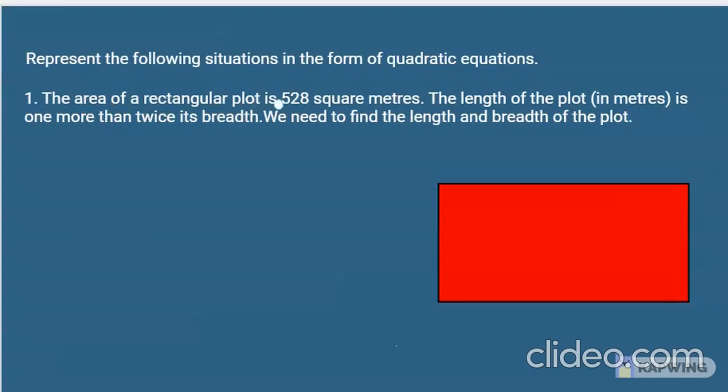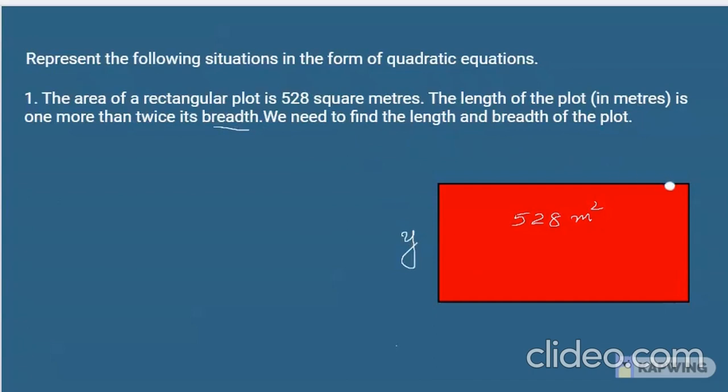The area of a rectangular plot is 528 square meters. So here you can see the figure. Let us consider this is the rectangular plot, and it's given that the area is 528 square meters. Now, the length of the plot in meters is 1 more than twice its breadth. So the length depends on its breadth. Let us consider the breadth is equal to, say, y.